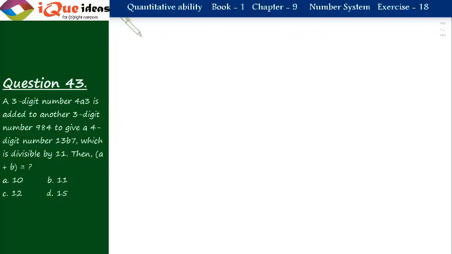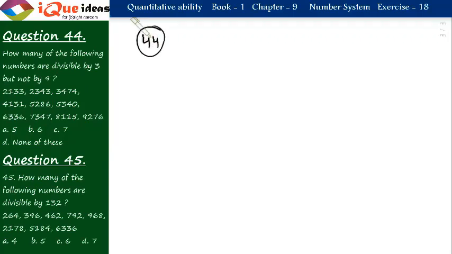Alright. Now let's take up the next question, question number 44. It says how many of the following numbers are divisible by 3 but not by 9? Let's take one by one. 2133. Simply add the digits and find the sum. The sum will be 2 plus 1 plus 3 plus 3, that is 6 and 2, 8 and 1, 9. So this number is divisible by both 3 and 9. So this cannot be the answer.